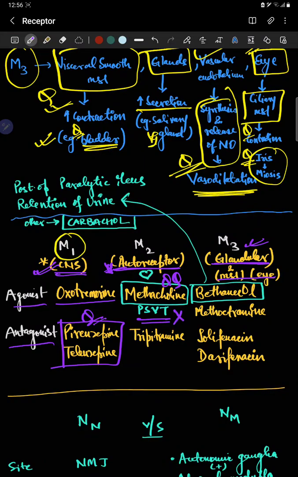Okay, and the important thing is these two names, which sir wants always in the Viva. Solifenacin and darifenacin are typical Viva questions, like the M3 blocker name and where it is used. Okay, this is a very important question. Also in retention of urine and post-operative paralytic ileus, bethanechol as well as carbachol, these two are used. These are M3 agonists.